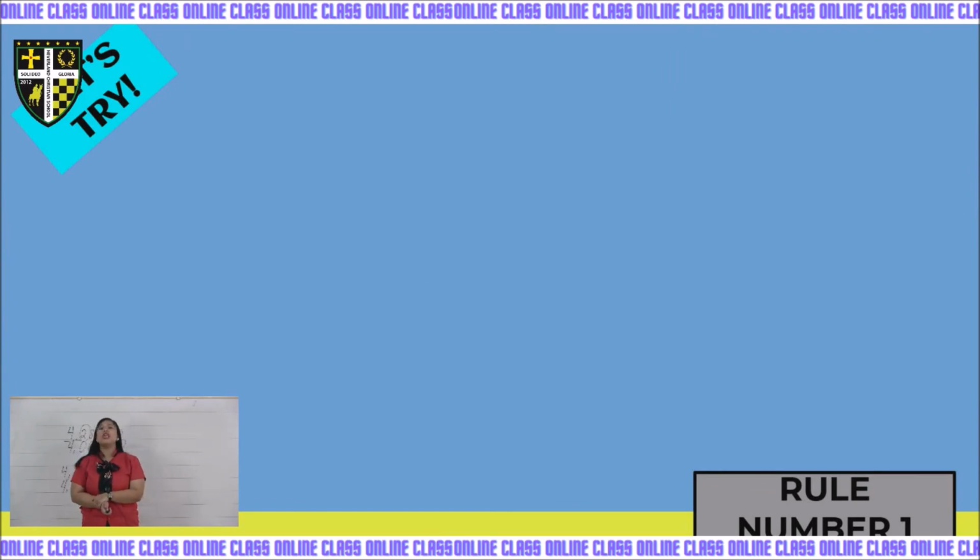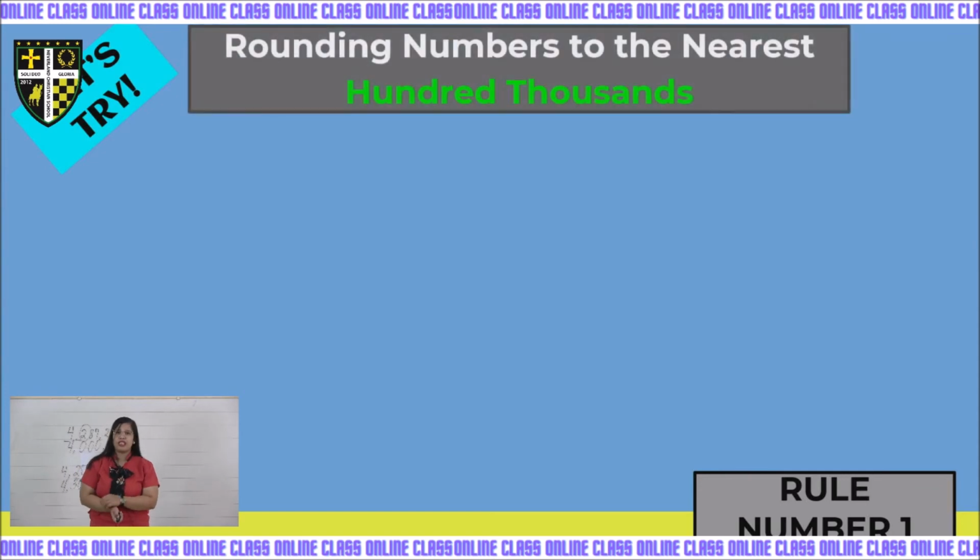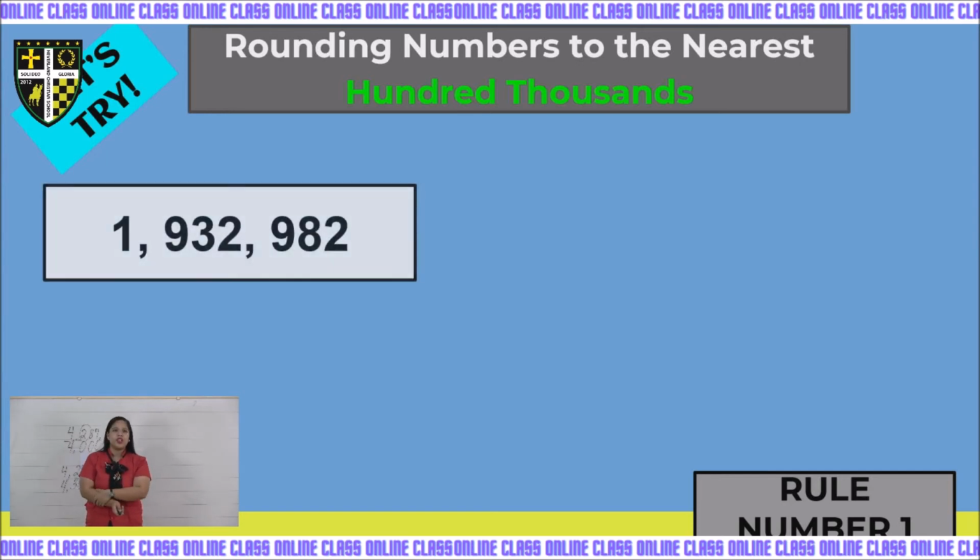Okay, we will try. Let's try this one. Let's have some activity. So first one, we will round off, or rounding numbers, to the nearest 100,000. So we have 1,932,982. So 9 is the 100,000 place, and the number beside 9 is 3.